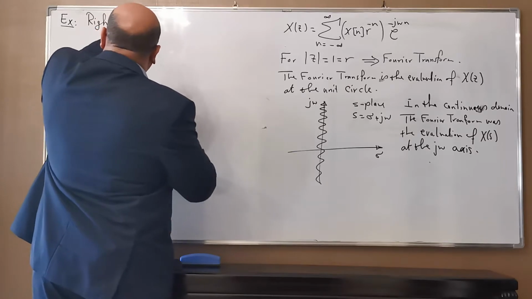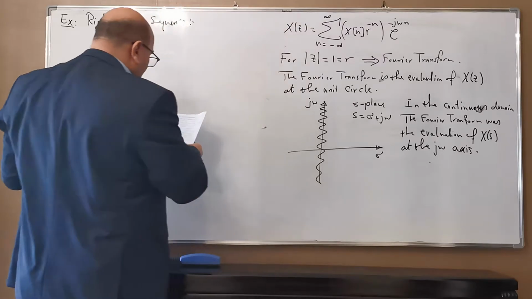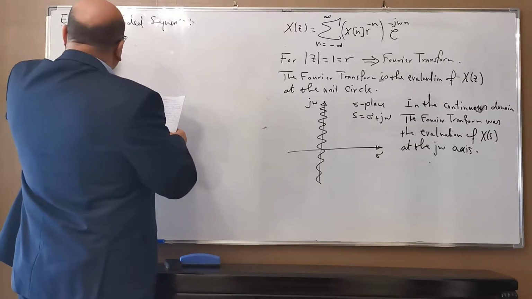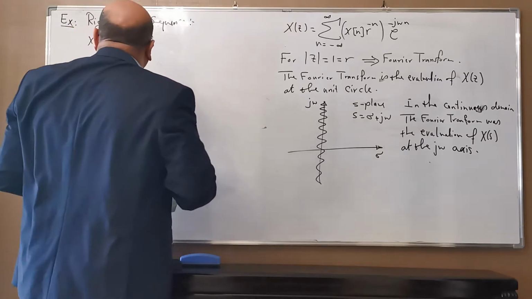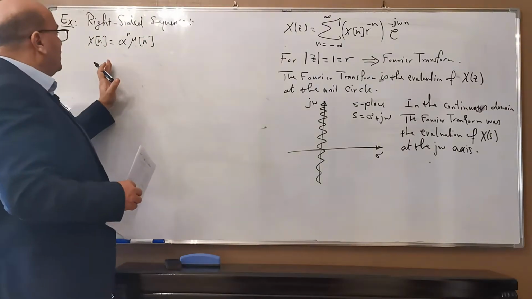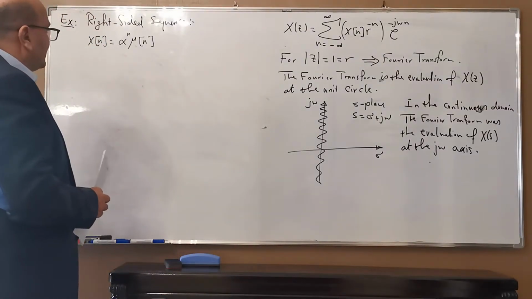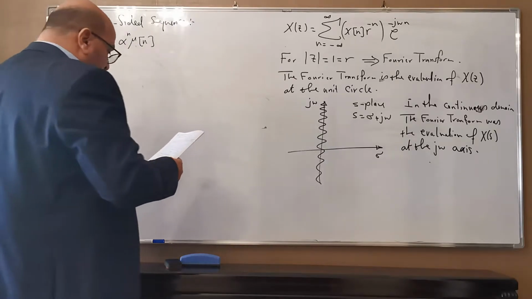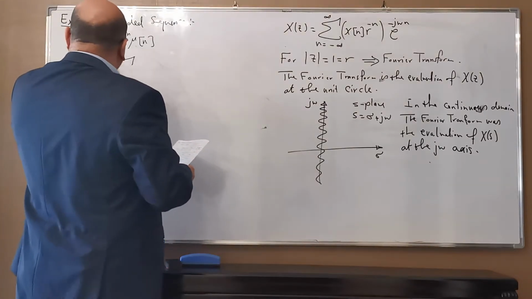Right-sided sequence. Okay, let's take x of n equals alpha to the n mu of n. This is a right-sided sequence, starts from n equals zero and goes to the right until infinity. So we call it a right-sided sequence. Alpha to the n mu of n is a right-sided sequence, and our x of z will be the summation.